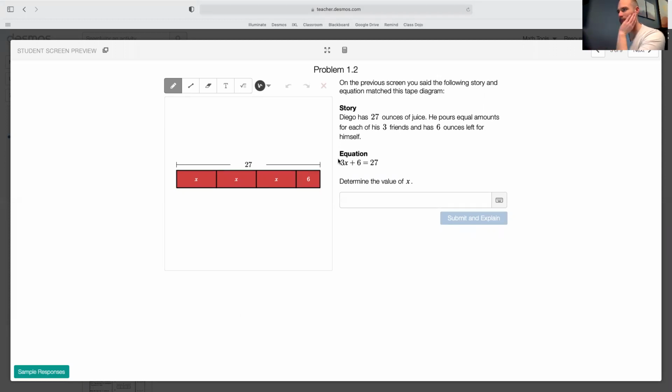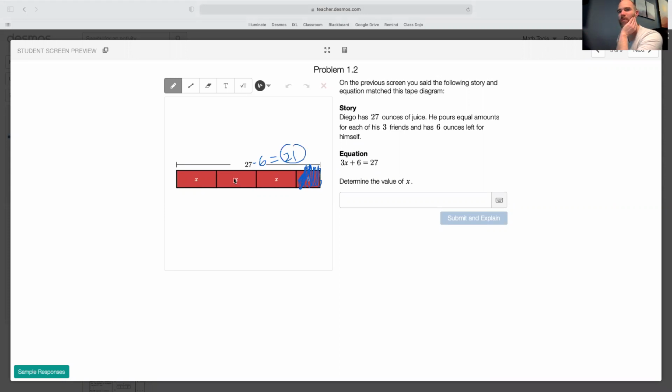the tape diagram. So we know that he poured 6 out of the 27 ounces for himself, right? So if we were to cut out or scribble off this part of the tape diagram, we've just made the tape diagram 6 shorter than it was. So we had to take 6 away from this 27 here. So 27 minus 6 equals 21.